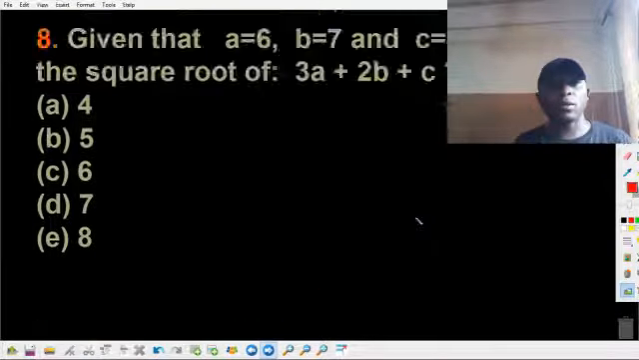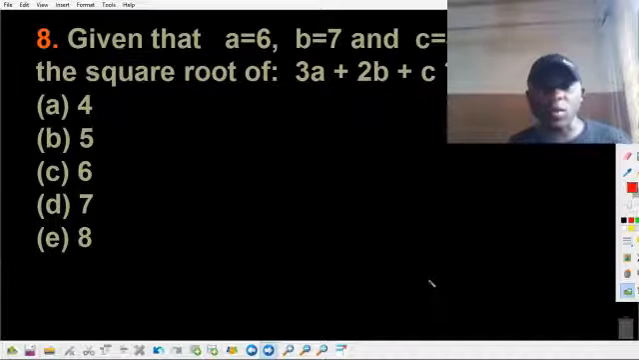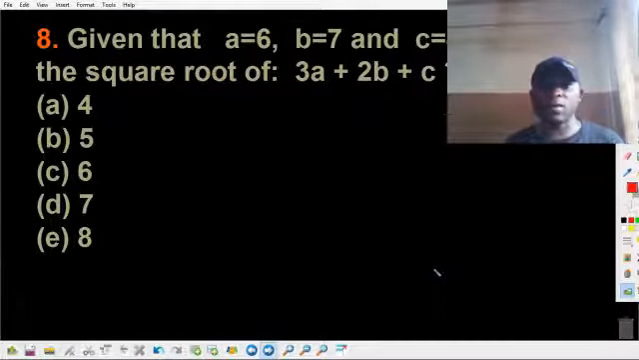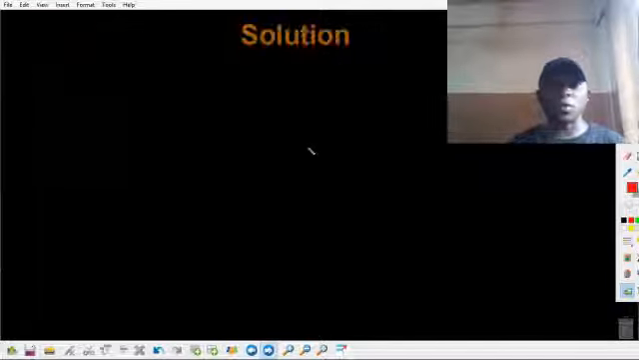Now let's move to number 8. Given that A is equal to 6, B is equal to 7, and C is equal to 4, what is the square root of 3A plus 2B plus C? Let's proceed to the solution to this, right?